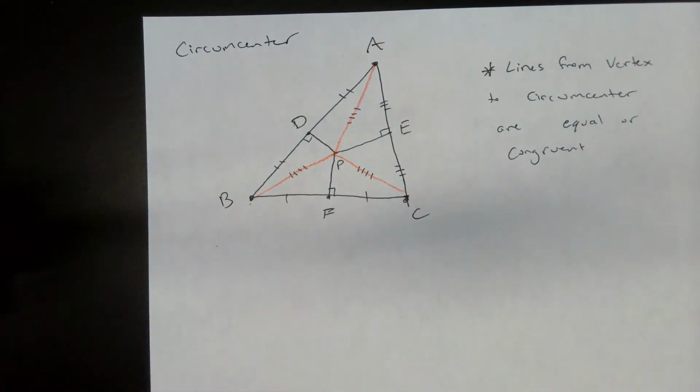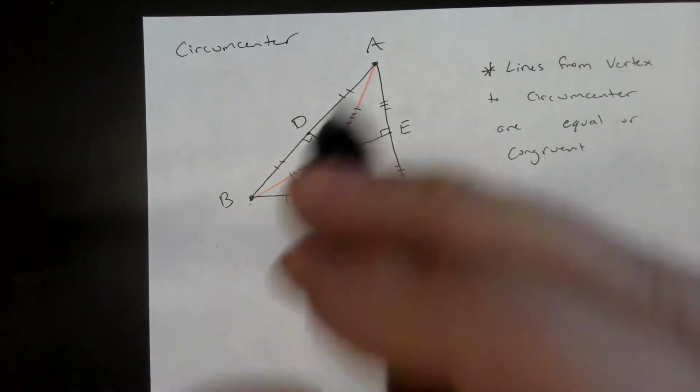Okay, and you're gonna find out, a lot of times they'll label the middle of the circle P. I don't know why. They just tend to do it. So, any questions on that?